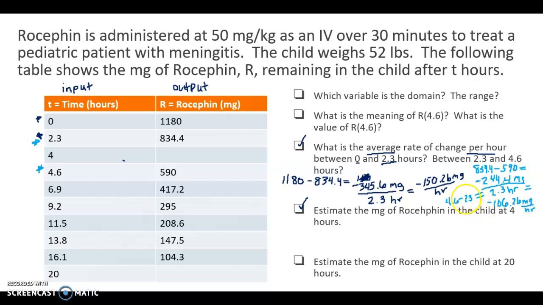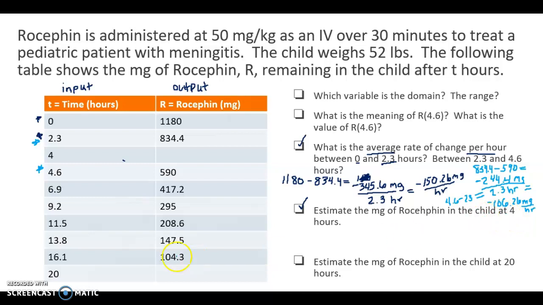So I see here in the first 2.3 hours, the child on average is losing more milligrams than in the second block of 2.3 hours. So the child is not eliminating the Rocephin at a constant rate. And now I'm asked to use this information that I've collected and calculated up here to estimate the milligrams of Rocephin at the 4-hour mark.